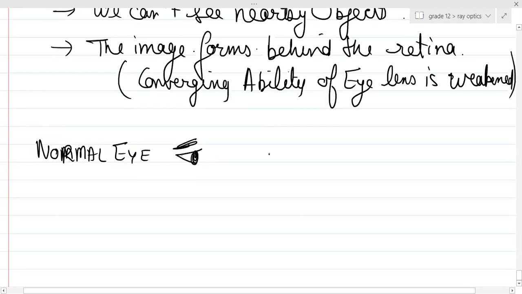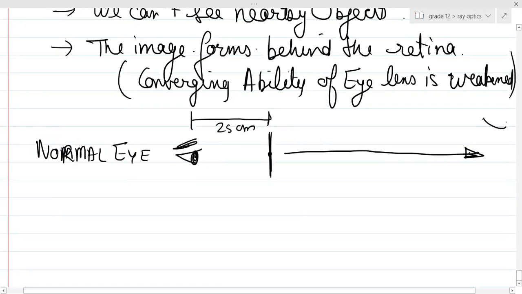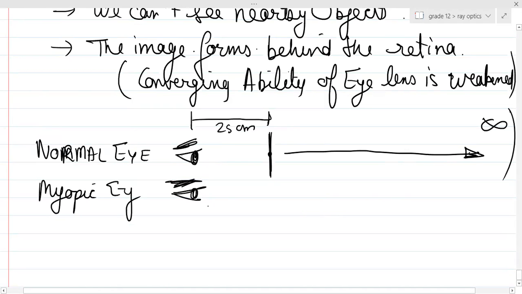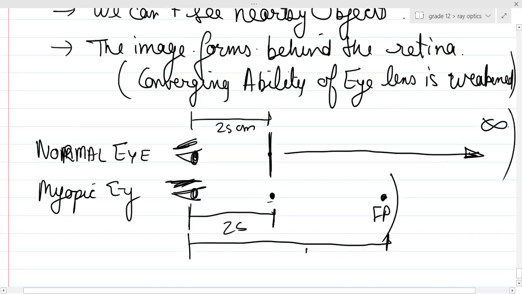If you have a normal eye, what will be the range for this normal eye? From this 25 centimeter to infinity. This is our range. Okay, for a myopic eye, the myopic eye can see this 25 centimeter object. So basically the least distance of distinct vision is still working, but infinity is not the range. The range is only till the far point. Are you getting my point, guys? The range has shortened.